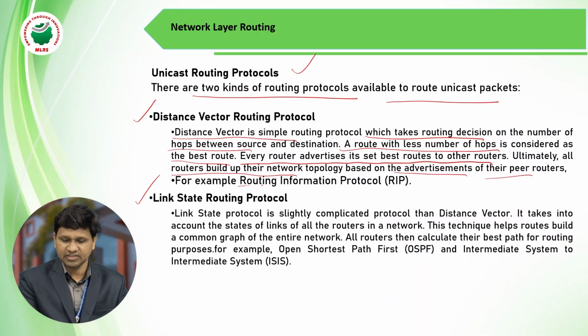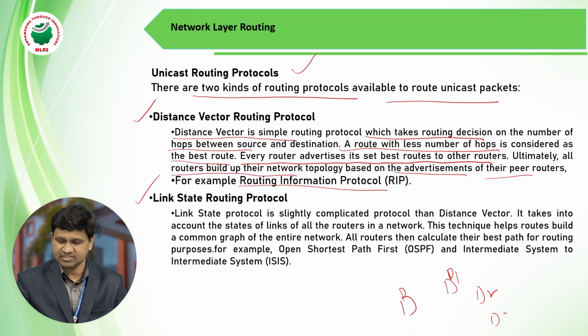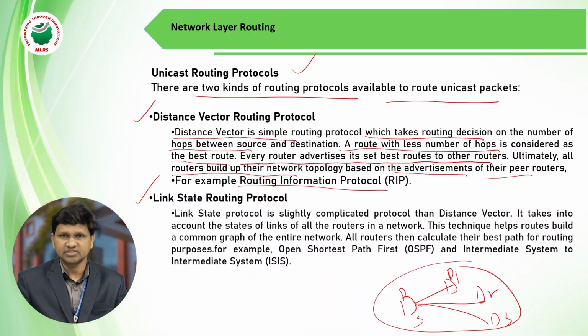For example, the Routing Information Protocol maintains the data this way. Suppose we have a source and destinations D1, D2 and D3. Data is exchanged from the source to D1, D2 and D3. All routers build up their network topology, and by using this topology, data is exchanged.